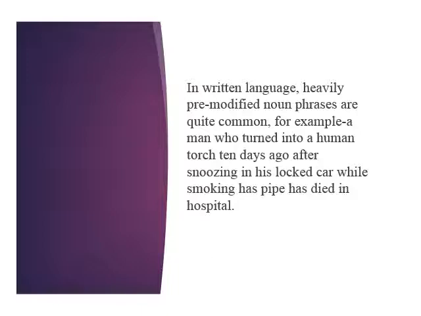So basically in this example, the first part, that is, a man who turned into a human torch 10 days ago after snoozing in his locked car, is a pre-modified noun phrase. So long pre-modified noun phrases can be used in written discourse, whereas this is usually not the case in spoken discourse.